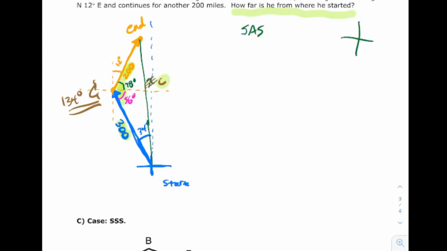We're ready to fly. So call one of these an A, and call one of these a B. Doesn't really matter which one. I guess I'll call that the A, I'll call that the B. Write down your law of cosines. C squared equals A squared plus B squared minus 2AB times the cosine of angle C.